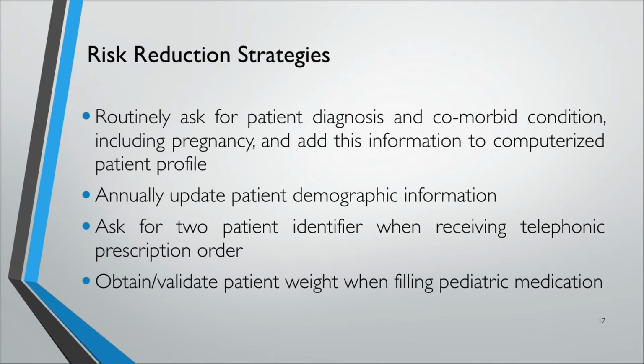The various risk reduction strategies for patient information-related errors are enumerated below. Routinely ask for patient diagnosis and comorbid condition, including pregnancy, and add this information to the computerized patient profile. Annually update patient demographic information. Ask for two patient identifiers when receiving a telephonic prescription order. Obtain or validate patient weight when filling pediatric medication.